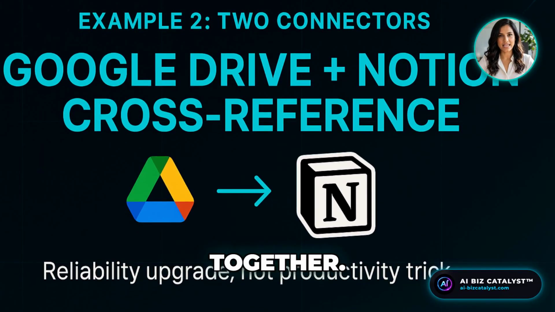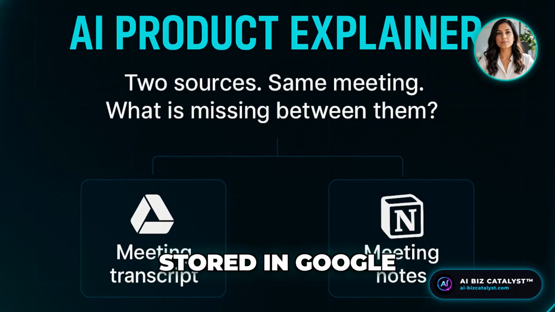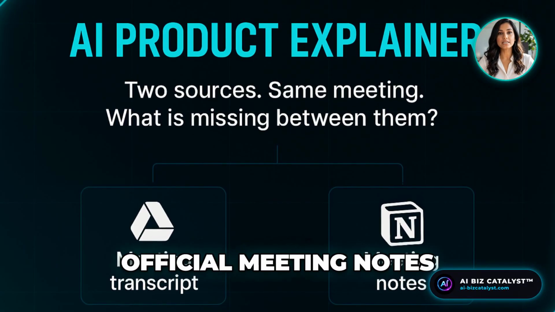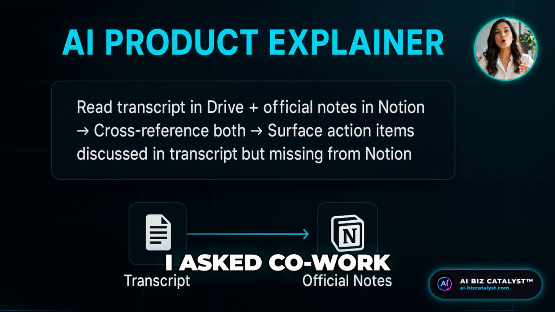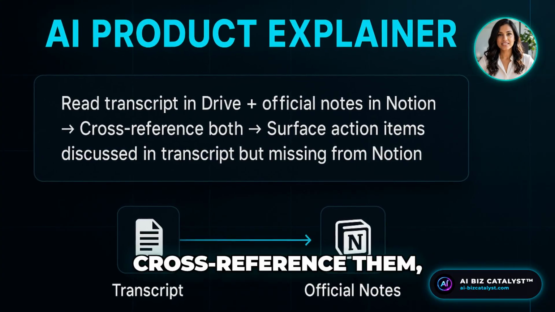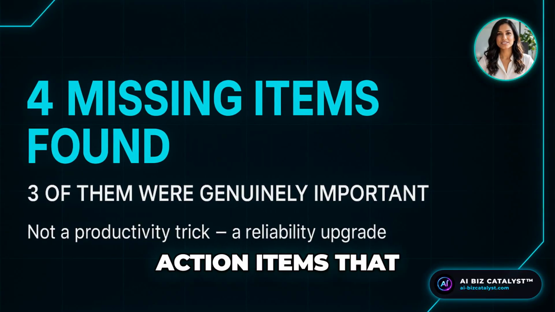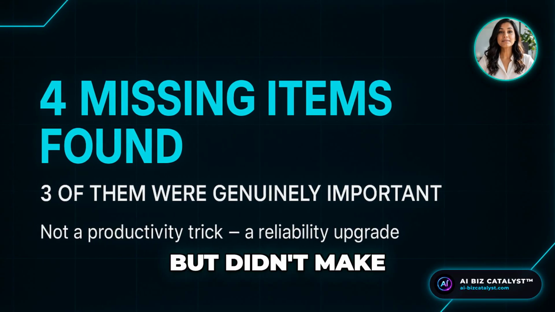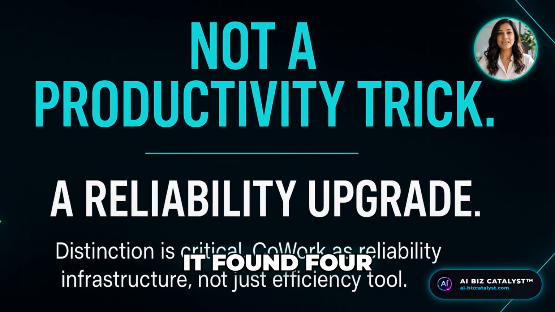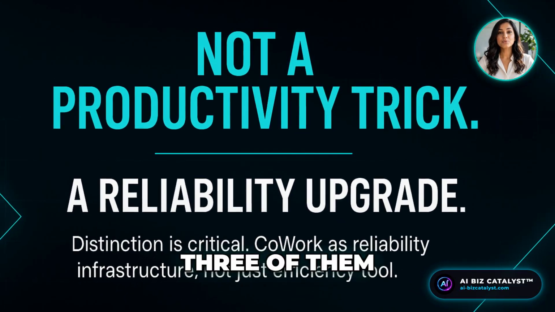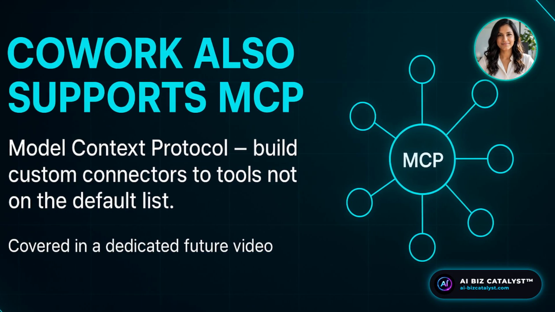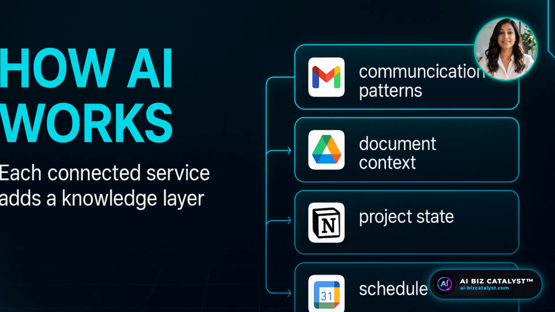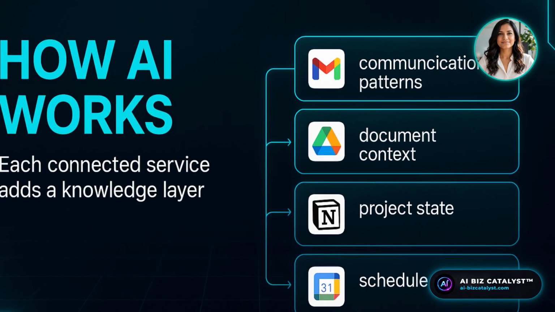Example 2. Two connectors working together. I had a meeting transcript stored in Google Drive and the official meeting notes in Notion. I asked CoWork to read both, cross-reference them, and surface any action items that were discussed in the transcript but didn't make it into the Notion notes. It found 4 items. 3 of them were genuinely important. That's not a productivity trick, that's a reliability upgrade.